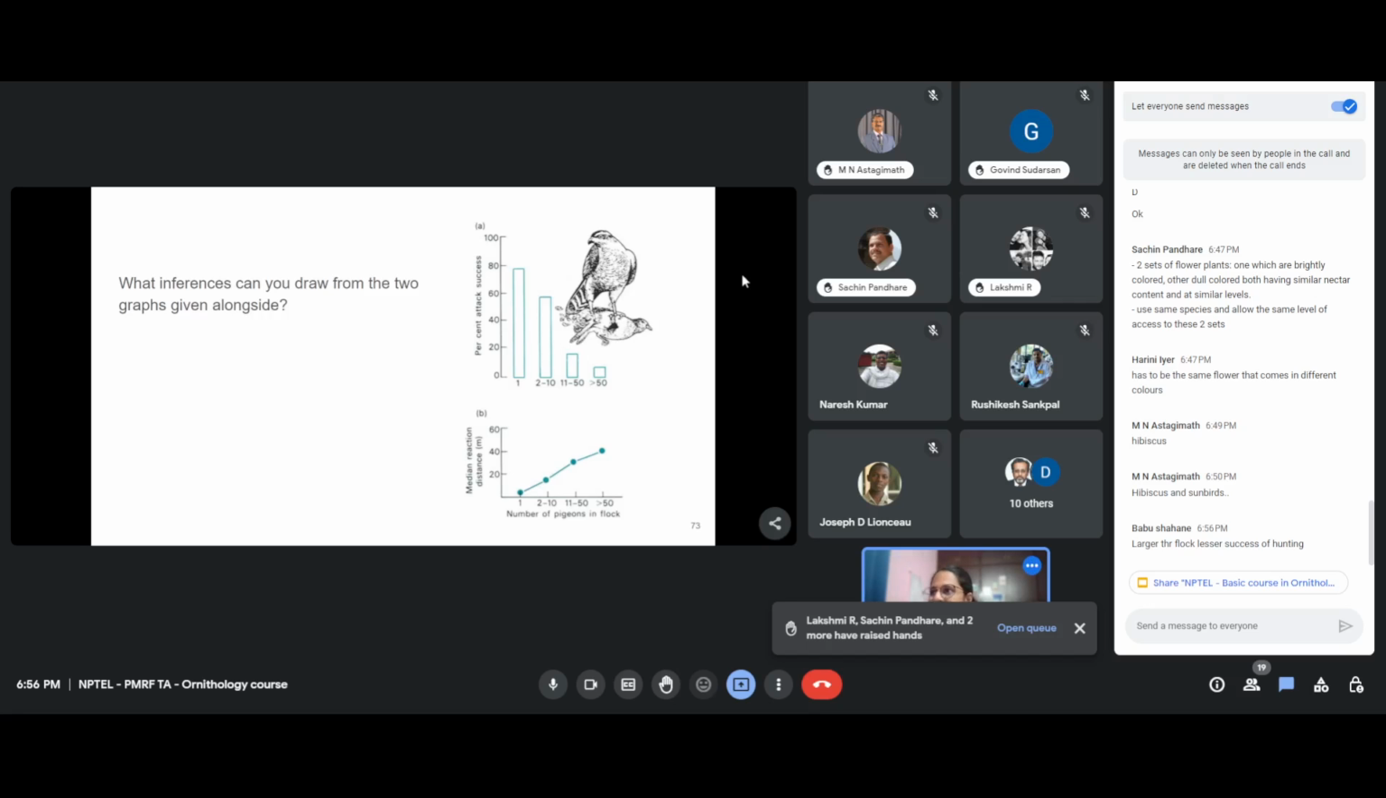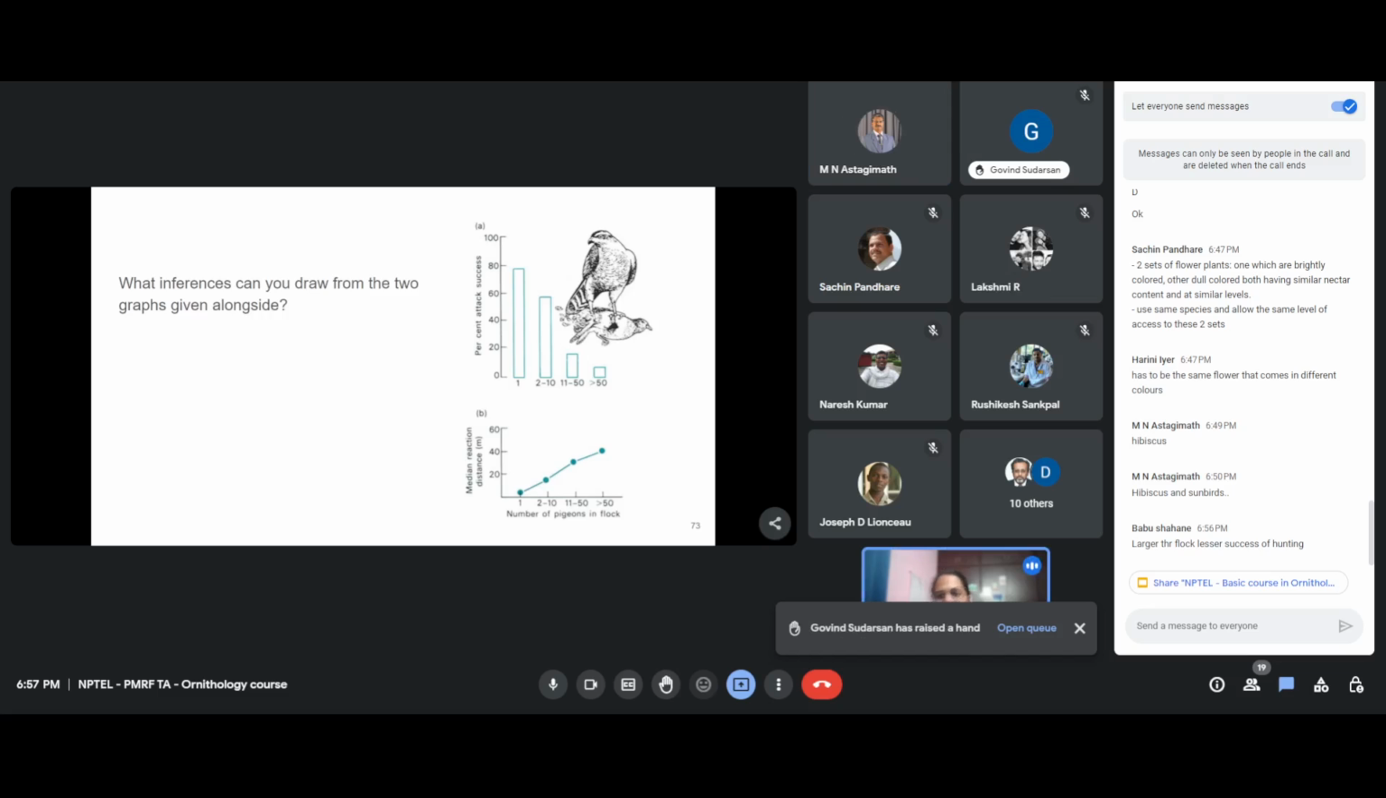Okay, yes. I think it's a success rate from which distance it's hunting. From which distance? Distance between the prey and the hawk. Okay, so one second, Govind, hang on. Asagimat, would you like to explain the first graph, what it actually shows? If the distance is less, the success rate is high.